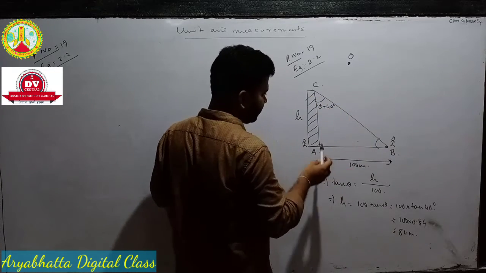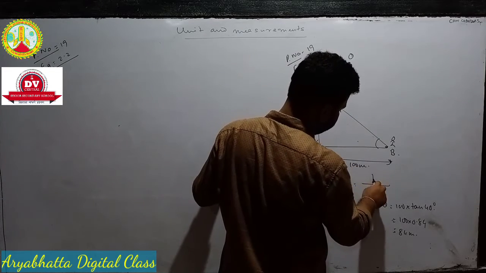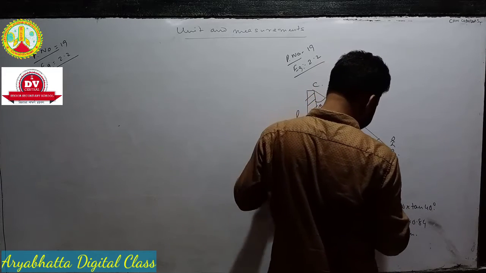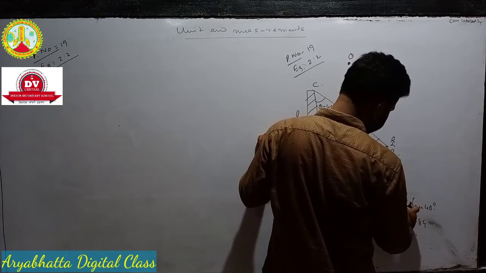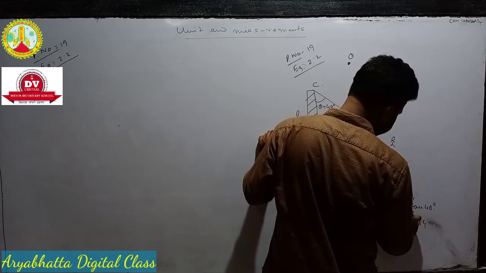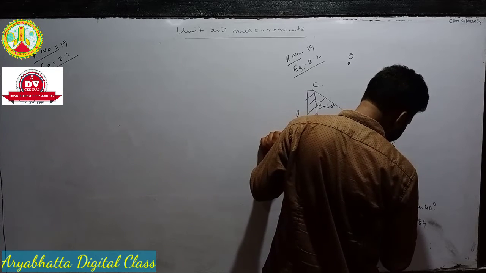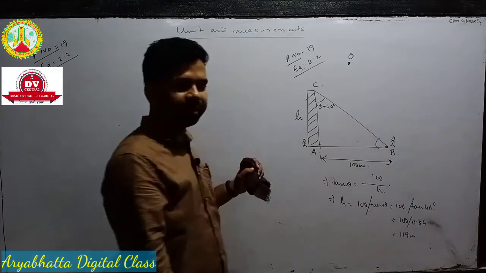Line of sight. So tan theta is equal to perpendicular, which will be 100, divided by base. So h will be 100 divided by tan theta. So it will be 100 by 0.1484. So the answer will be 119 meter. Okay.